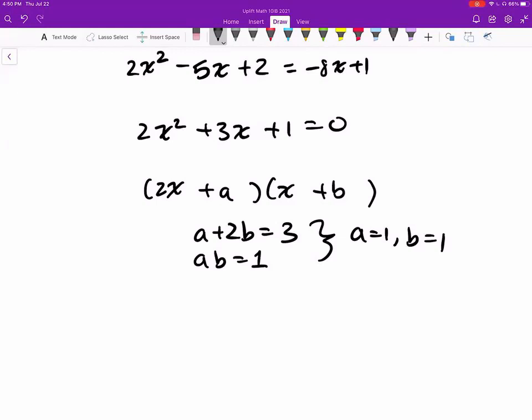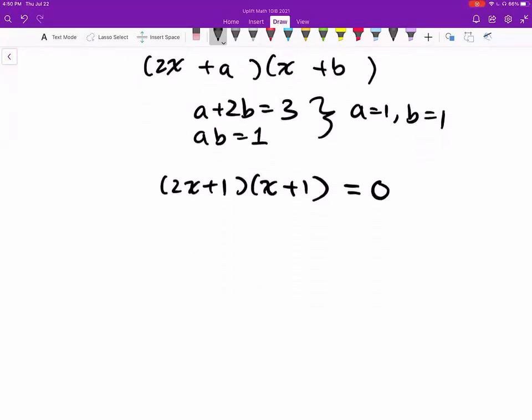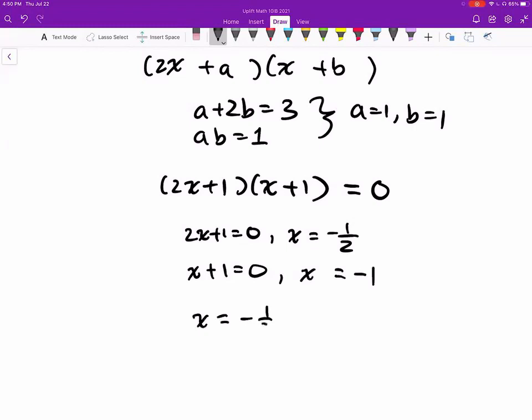And now we just put it back into the equation, and we get 2x plus 1 times x plus 1. Here we have two possible answers. Either 2x plus 1 equals 0, and then we solve for that: we move the 1 over, and we get x equal to -1/2. That's one of the possible answers. The other one is if x plus 1 is equal to 0, so x is equal to -1. So our two possible answers are -1/2 and -1.